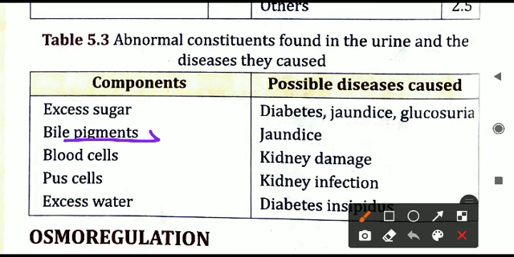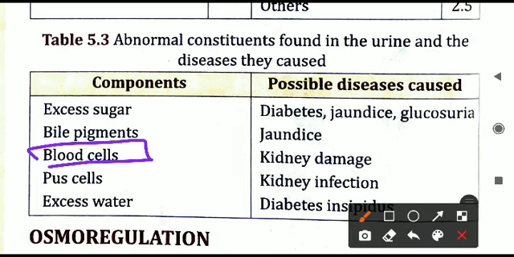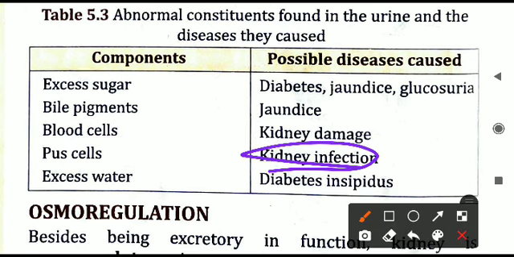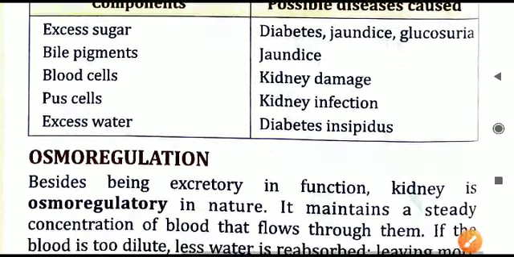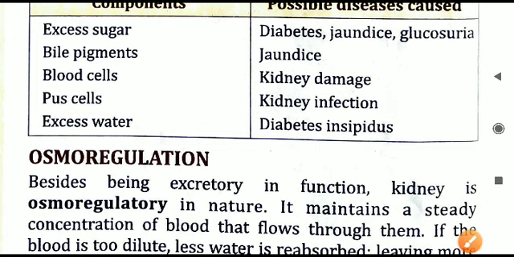Next is bile pigment. These are present in the urine if the person suffers from jaundice. Next, blood cells may be produced in the urine if the kidney is not working properly. Kidney damage is indicated by the blood cells in the urine. Next, if a kidney infection takes place, a bacterial infection, then pus cells will appear in the urine. Last one is excess water. If more water is present in the urine, it indicates diabetes insipidus.